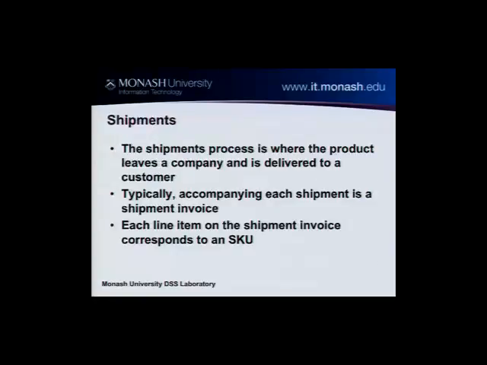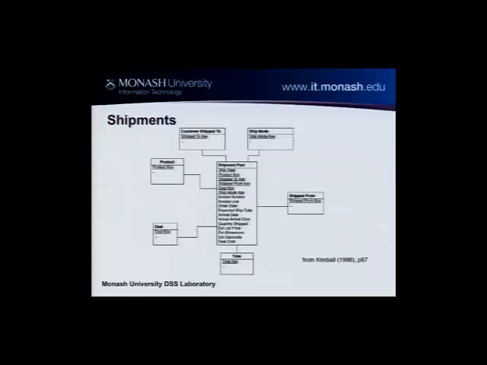Okay, so that's inventory. This is what you might have if you were tracking just shipments going out specifically. So where the product leaves the company, delivered to a customer. Each shipment going out, of course, has an invoice attached to it usually, or a purchase order from the customer. And the idea is that each invoice has perhaps a number of different products or stock keeping units on it. So this is Kimball's shipment model.